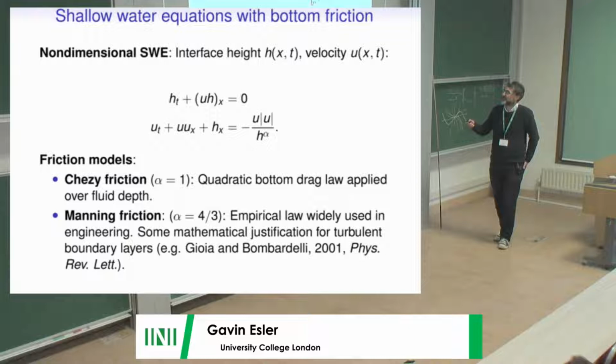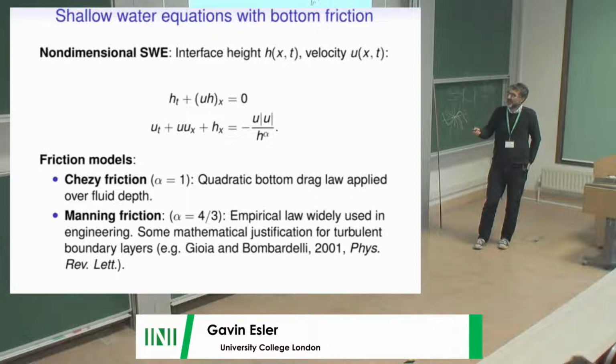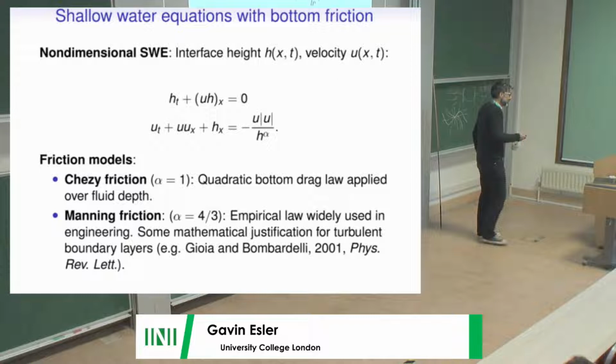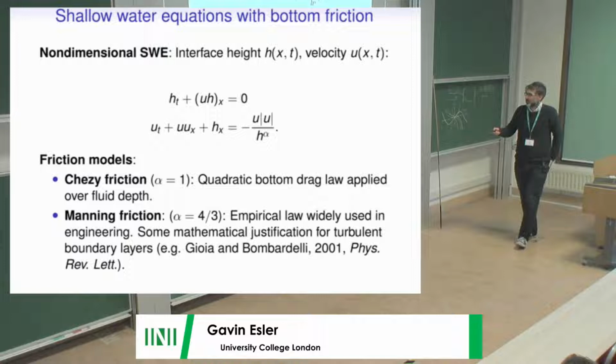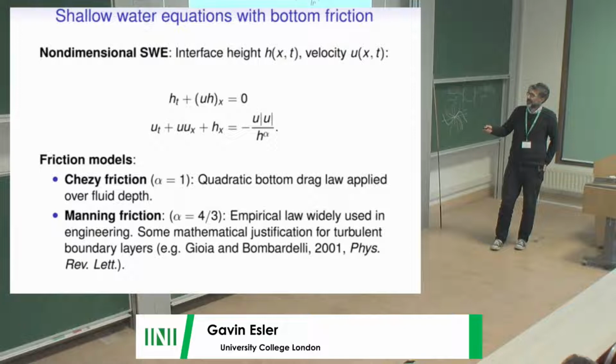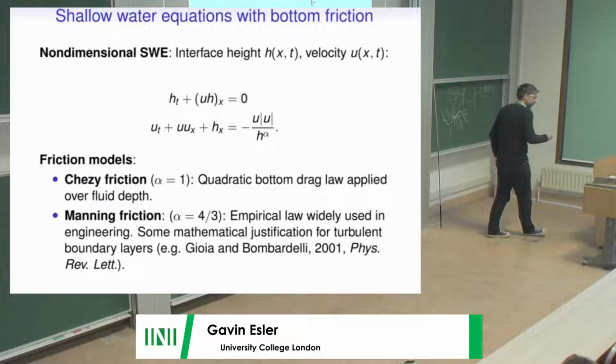And the other value is one which is used widely in the engineering community, which has been empirically verified in all kinds of experiments in different situations. And that's where you take alpha to be 4/3. These authors have assumed a log layer boundary layer, and from a model of a log layer boundary, the statistics of those, have derived this law asymptotically. So there is some justification for using a 4/3 law in a turbulent flow.